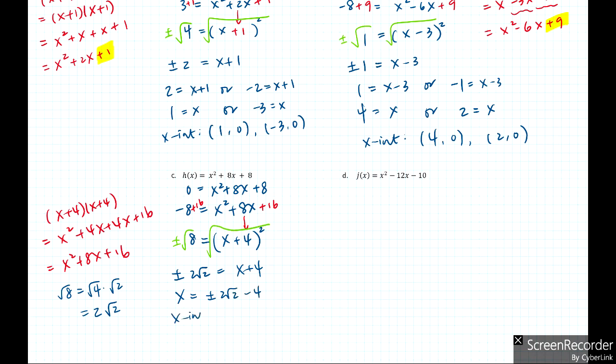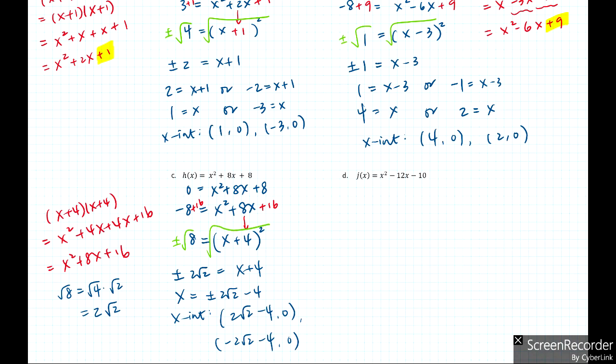Therefore, our x-intercepts are these two, 2 root 2 minus 4 comma 0, or negative 2 root 2 minus 4 comma 0. These are the results. And it doesn't change the process at all. Even though we don't have a perfect square number like 8, we can still simplify this whole process and find the solution.